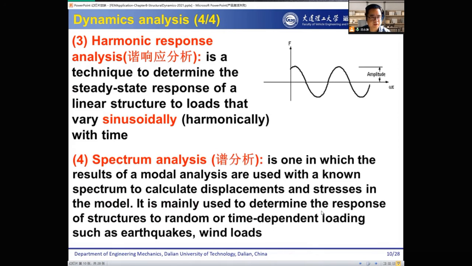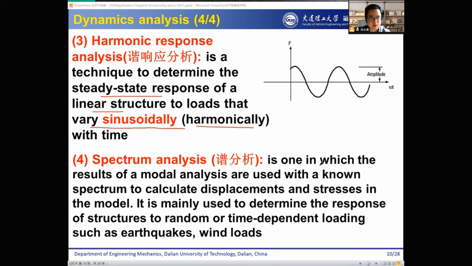So this is the transient dynamic analysis. Next is the harmonic response analysis. Harmonic response analysis is a technique to determine the steady state response of a linear structure to loading that varies sinusoidally, harmonically with time. And the fourth is the spectrum analysis.